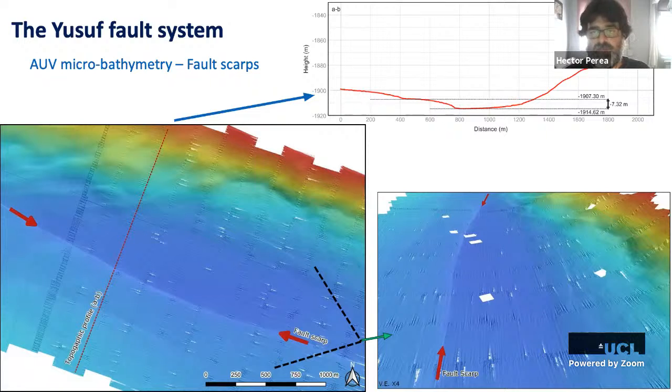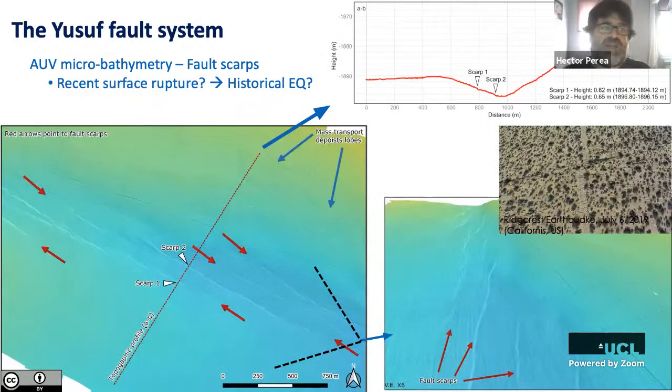Next slide, please. So moving to the northwest, what we see here is several fault scarps with heights around 0.5 meters that show a distribution quite similar to those observed in recent surface rupture earthquakes, like here in the image corresponding to the Red Christ earthquake. So considering the apparent freshness of these scarps, I wonder if this could be related to some historical surface rupture earthquake.